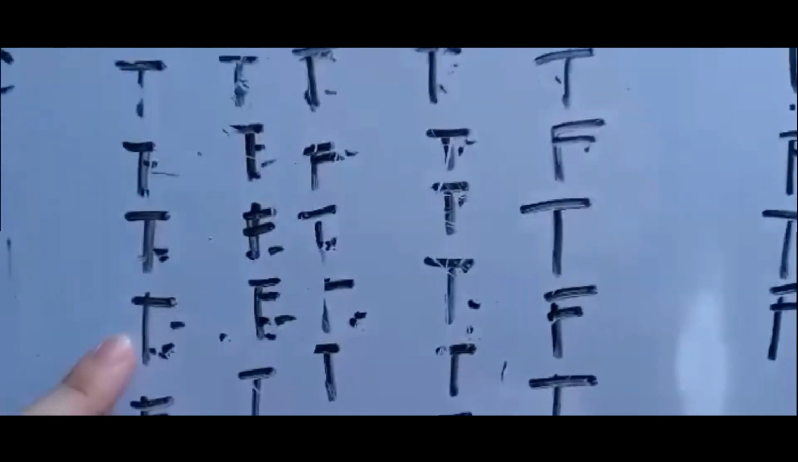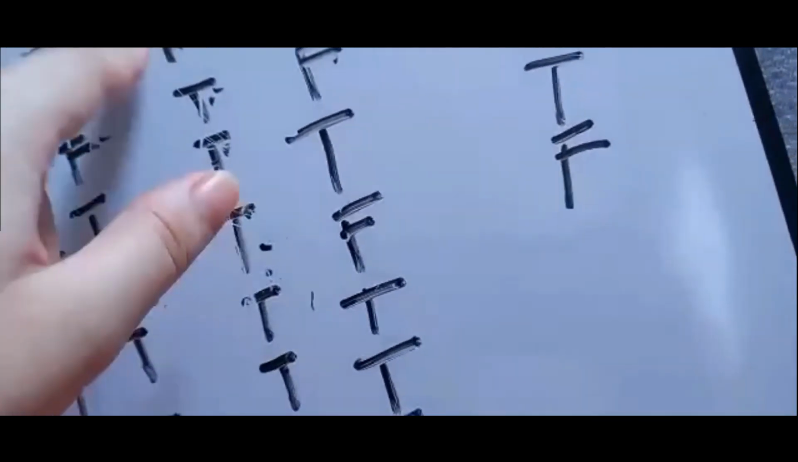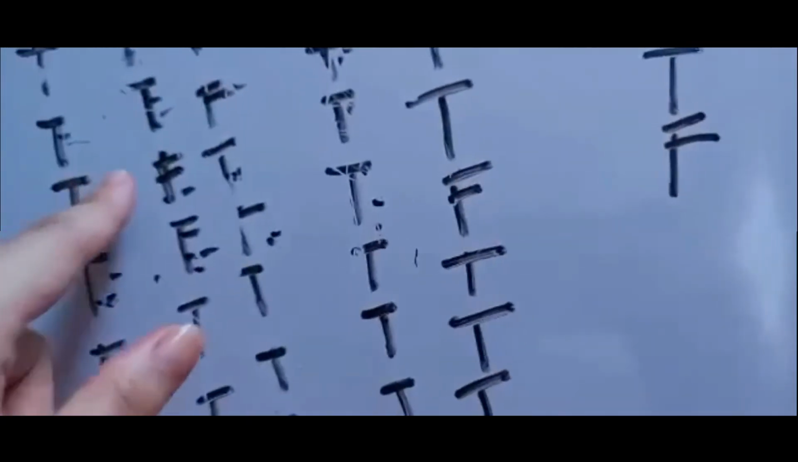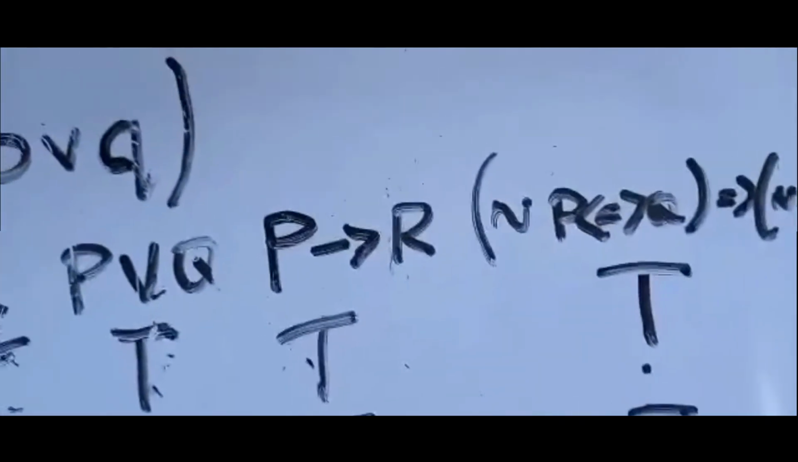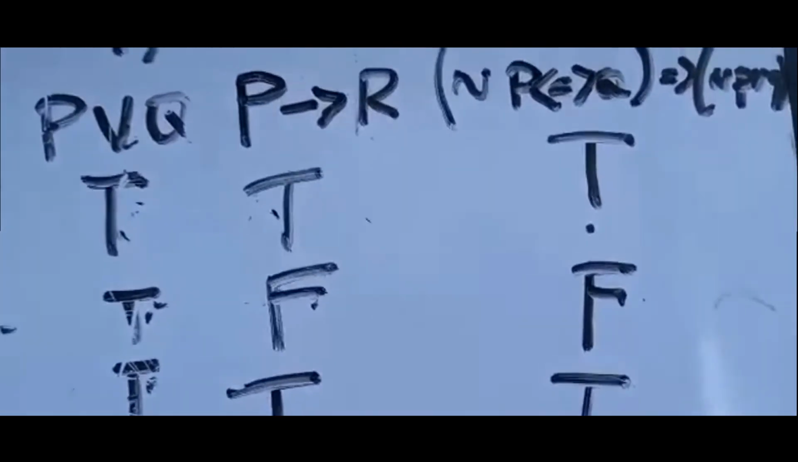P or Q: T, T, F will be T; T, F, F will be T; F, T, T will be T; F, T, T will be T; F, F, F will be F; F, T, F will be F. So P and R: T, T, T will be T; T, F, T will be T; T, F, F will be F; and so on until the last column.